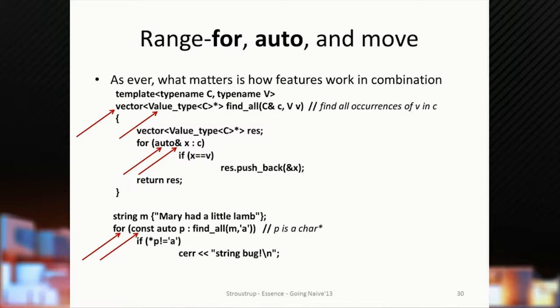And then we use it. We'll take a string. A string is a container of characters, right? And then I say for all p's in the result of find all, so I'm just going over that result, which happens to be a vector of pointers. And if it doesn't point to an 'a', we have something serious here, because I'm saying 'a', and so there's a bug in string, there's a bug in find all or something like that. This should never happen.